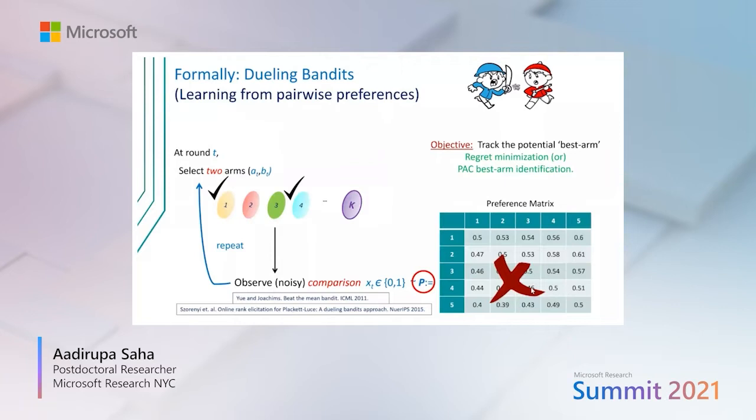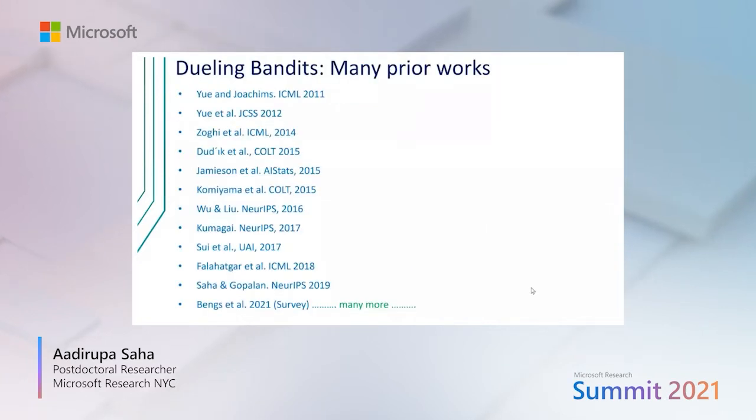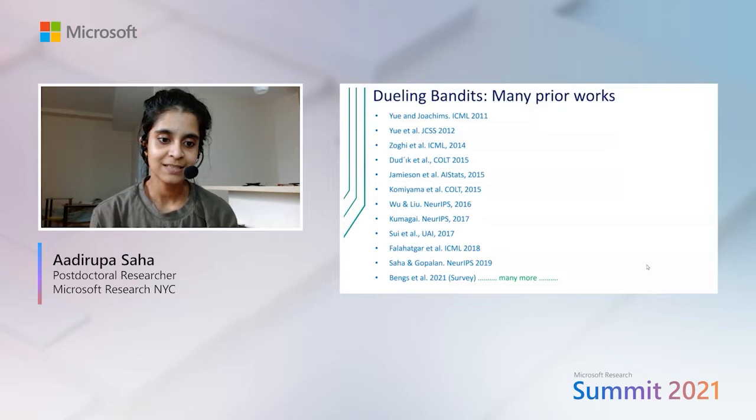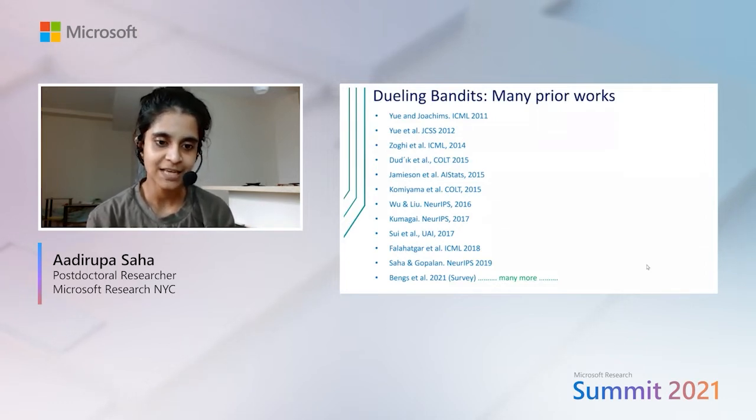Now, though this dueling bandits or preference bandit framework has been hugely studied in the literature for the last 2 decades, unfortunately, the reinforcement learning version of preference-based learning has not been studied at all, or it's very sparsely studied.